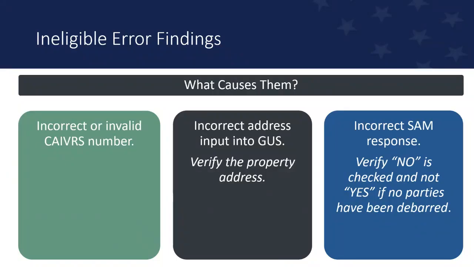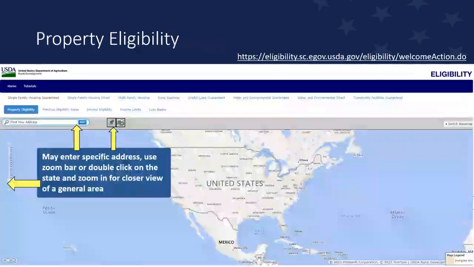Finally, another error would be incorrect SAM response. This can cause an ineligible finding as well. So you can check the property and income eligibility outside of GUS before getting started with a new loan file or on our eligibility page.